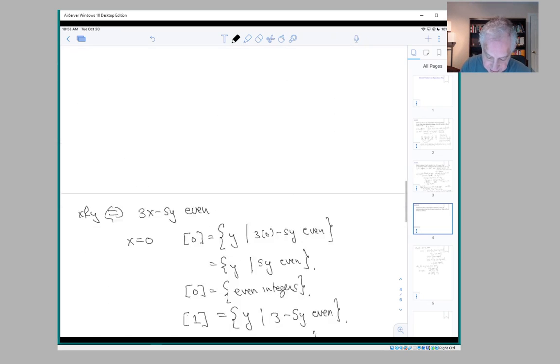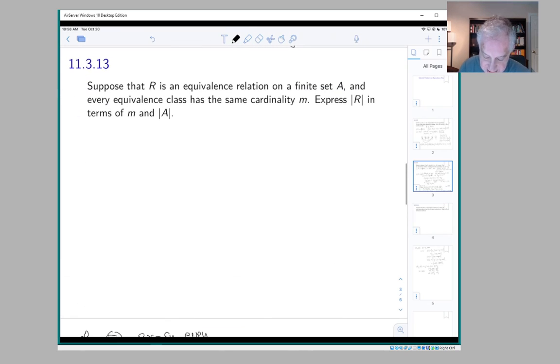Okie dokie. Now let's do this problem, which is actually a tricky problem unless you look at it in the right way. So it says, suppose R is an equivalence relation on a finite set, and every equivalence class has the same cardinality. Express the number of elements in R in terms of the number of equivalence classes and the size of the set. So what's going on here?